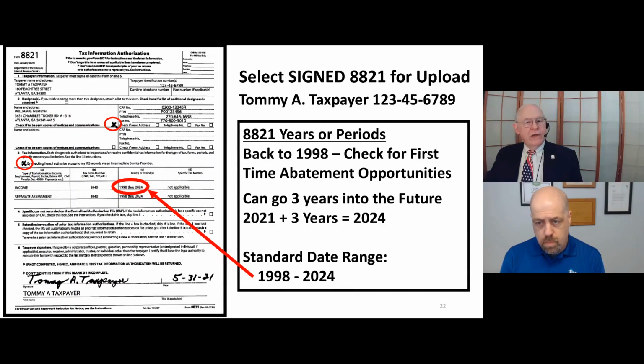Okay, here was my signed 8821 for upload. It was Tommy Taxpayer with a wonderful social 1, 2, 3, 4, 5, 6, 7, 8, 9. Notice I'm doing the years or periods back to 1998. That gives me an opportunity to check for first-time abatement opportunities, which I can do because 2001 is the oldest year that may qualify for a first-time abatement. We can then go 3 years in the future. We're in 2021 now. We go to 2024. So my standard date range that I'm using, 1998 to 2024 for normal people.